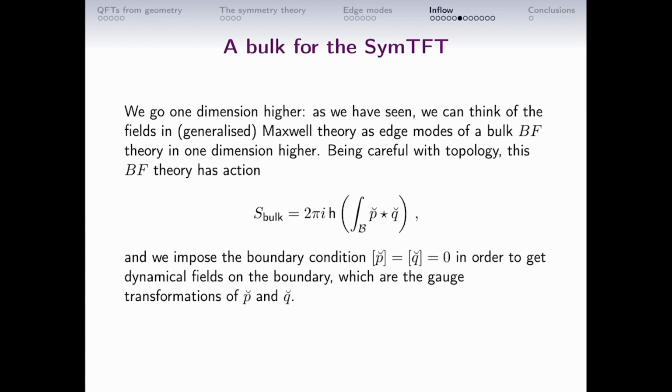All right. So let's think now. We have the Maxwell theory. Remember, I'm trying to compute Maxwell on a Lens space. So I have the BF theory, one dimension higher. The BF theory is two of these connections with a star. This is how you represent the BF theory in this formalism. The details are not very important. And we impose the boundary conditions that these things are pure gauge, which I represent by saying that the class of these things is 0.